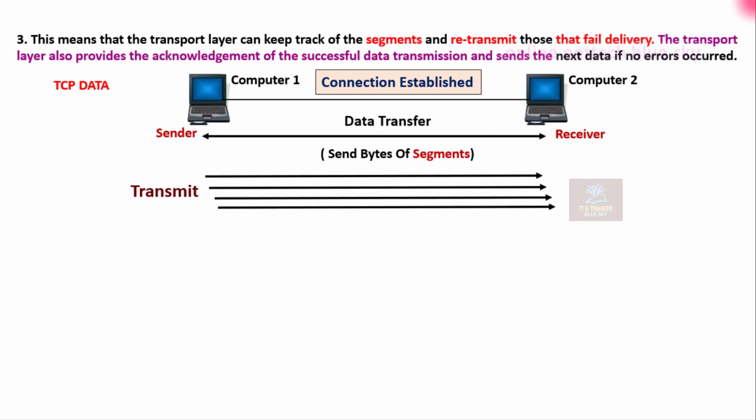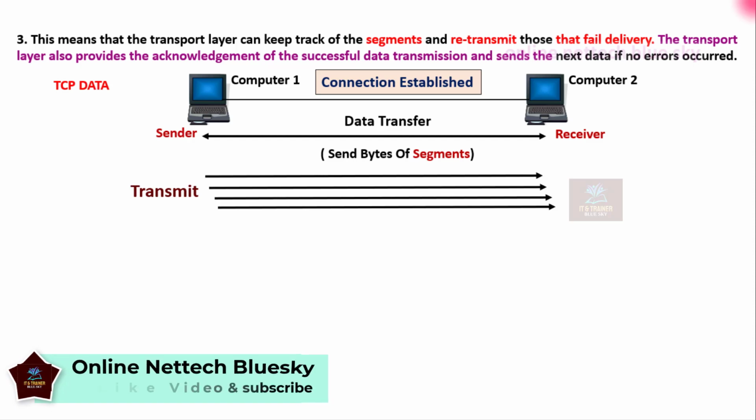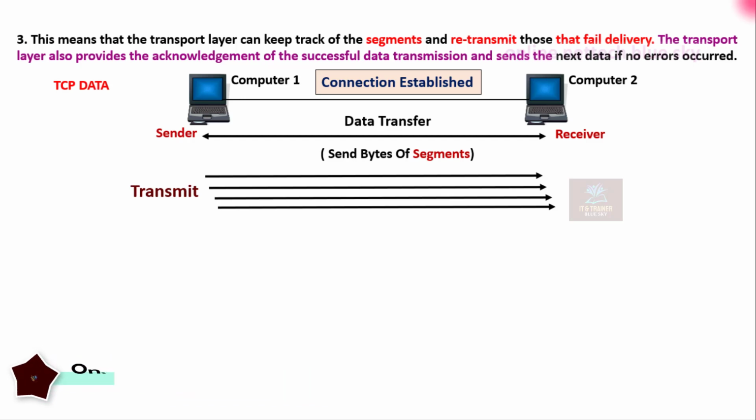Just to give an example: 100 MB, 100 megabytes of data, sending from computer 1 to computer 2. It is transmitted in just 1 second, going to the other side in 1 second. But how is this possible, this very fast sending and receiving?